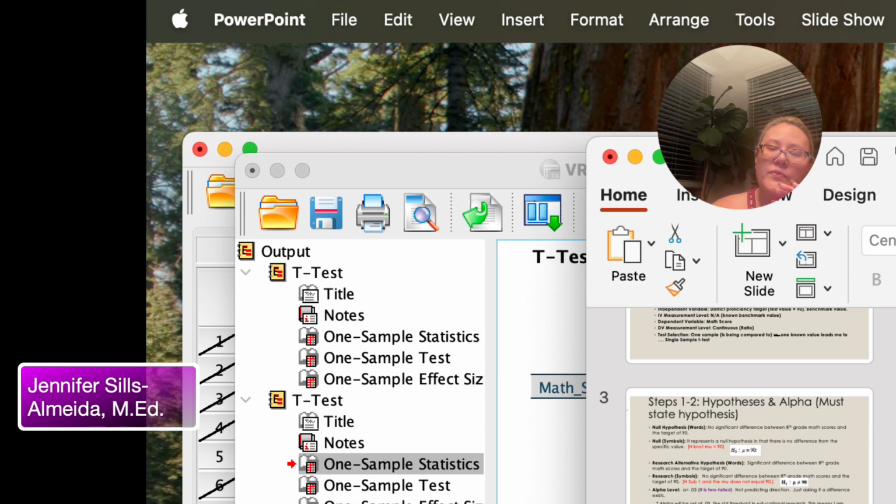So the mean for all the 8th graders' math scores was 86.05. So this means that even though there was a difference, it was not a crazy difference, right? So what we're gonna do here.